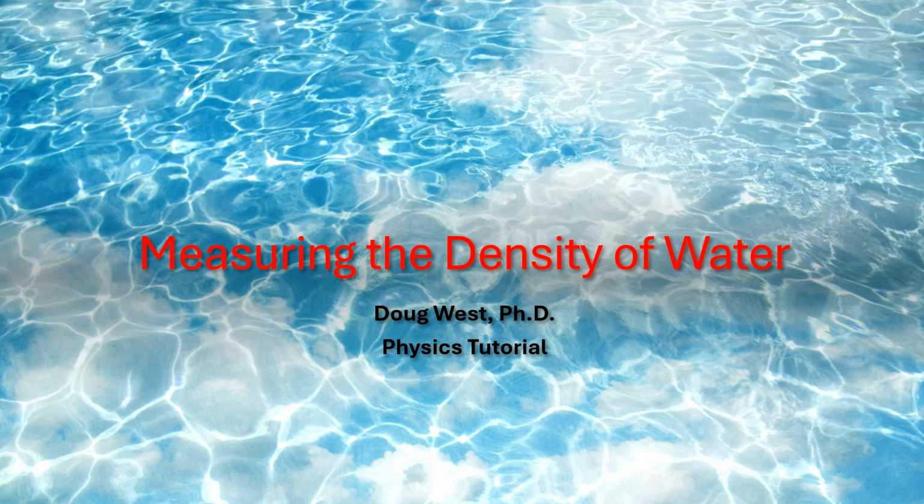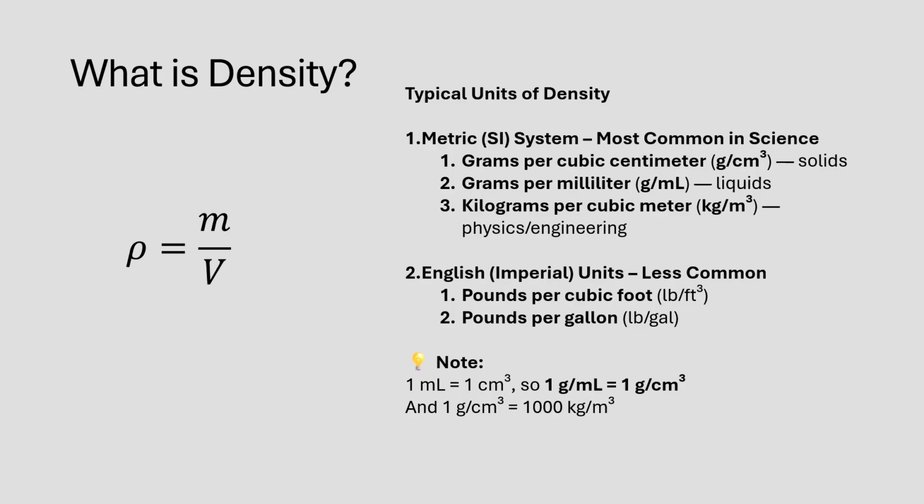Welcome to my video on measuring the density of water. What I want to do in this video is just measure the density of water and show you how it's done. So what is density, first of all? We start with this equation right here. Rho, this is the Greek letter rho, which usually represents density, is equal to mass divided by volume.